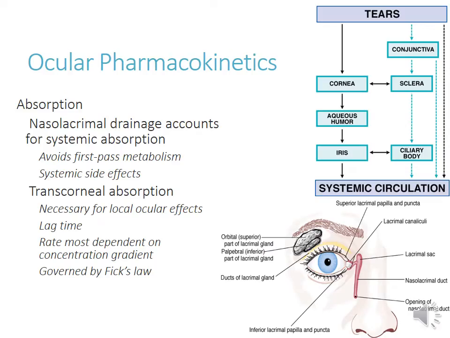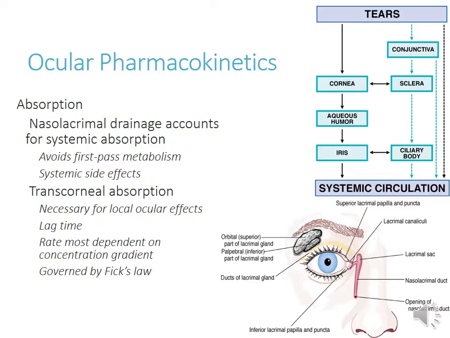Again, looking at how the tears are absorbed once they are produced, you can see how they travel through the eye and eventually get to the ciliary body and into the systemic circulation. That's really where you can see the majority of the drug absorption happening that can cause potential systemic side effects. It's not real frequent with the different drugs, but when we talk about specific ones, those are good ones to note. The other thing about having that nasolacrimal absorption is that it avoids first-pass metabolism.